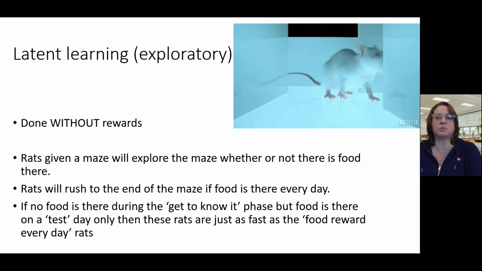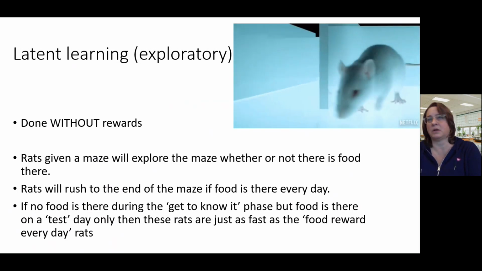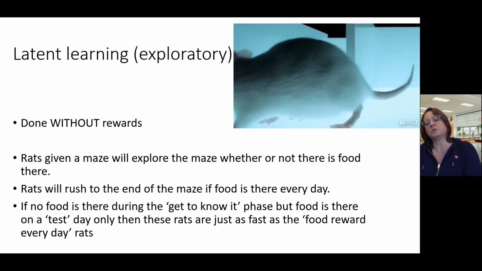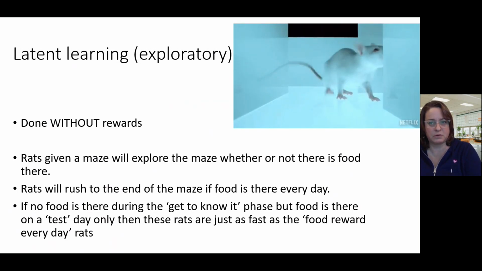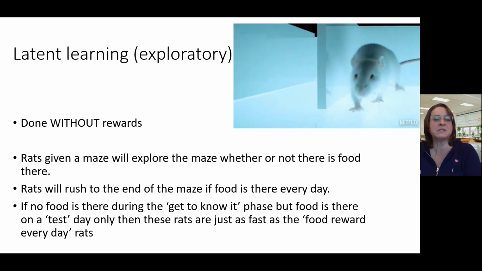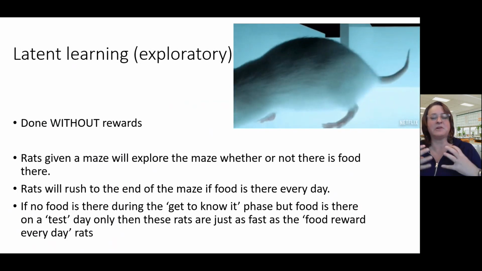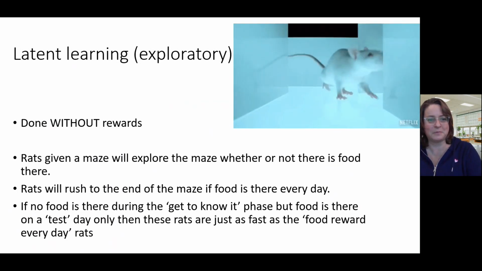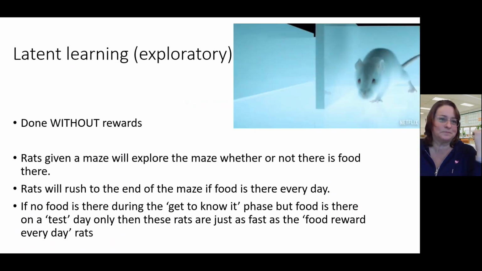Now, if you give one group of rats a food reward at the end of the maze every single day, they will be going through that maze pretty fast. However, if you have another group of rats that are just left to explore that maze without food reward, and then on one day start giving a reward, they are just as fast as the ones that were trained with the food reward. So there's no speed difference. They have learned the maze. If they know there's food on the other end, then yeah, they have learned that maze. So latent learning is a thing.